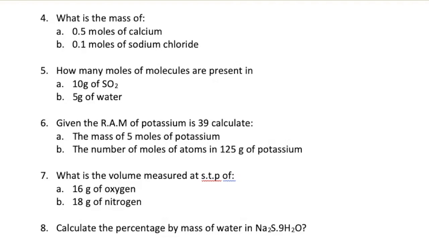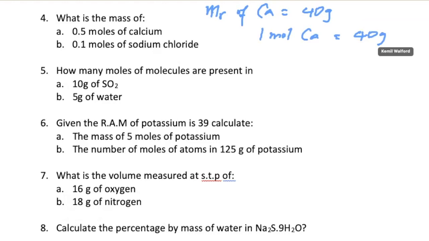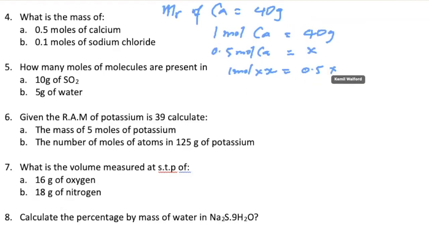So if the molar mass of calcium is equal to 40 grams, this means that 1 mole of calcium is equal to 40 grams. So if we had 0.5 moles of the same calcium, what mass would that be equal to? Of course, cross multiply, we'll end up with 1 mole times X is equal to 0.5 times 40. And 0.5 times 40 will give us 20. So we know that we'll end up with 20 grams being our answer.